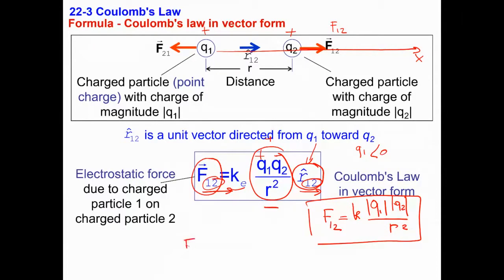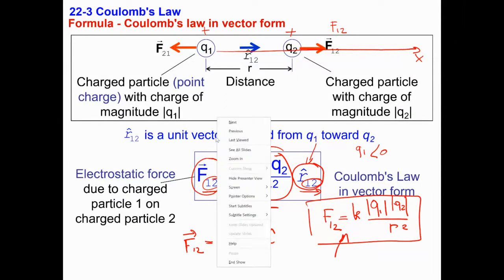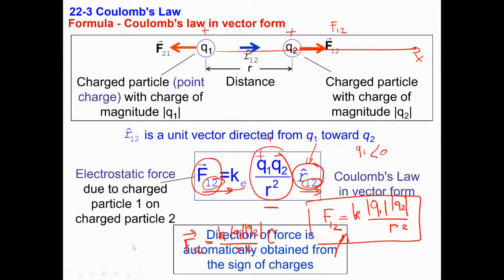I can write F12 is just equal to K Q1 Q2 divided by R squared times i. Okay, so basically, first of all, determine the magnitude of the force, then determine the direction using the reasoning. Similar charges repel each other and opposite charges attract each other. All right, please avoid the vector. It's confusing for me, so I don't like to use the vector form.